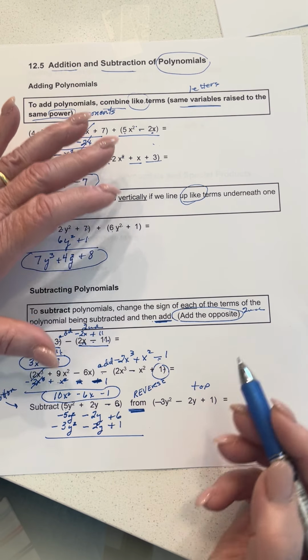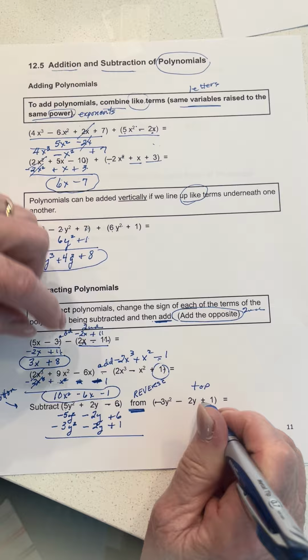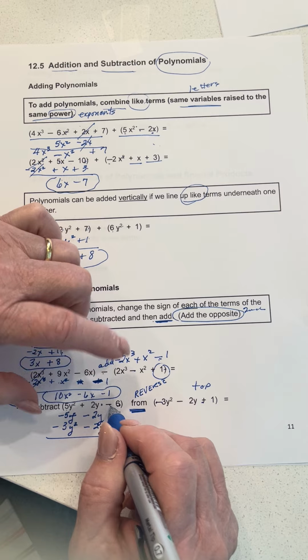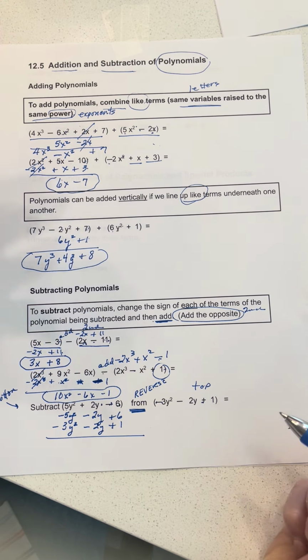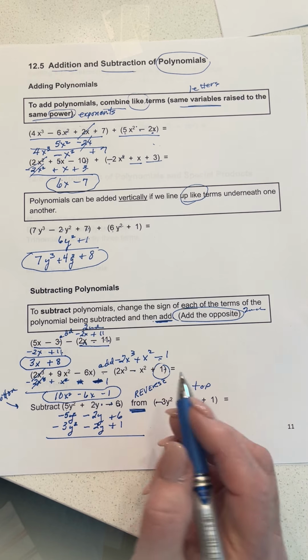So, because of the from, this is really this first one, this is really the second one, and so this is the one that gets the sign changes. And I've just written it underneath because I didn't have much room on top.